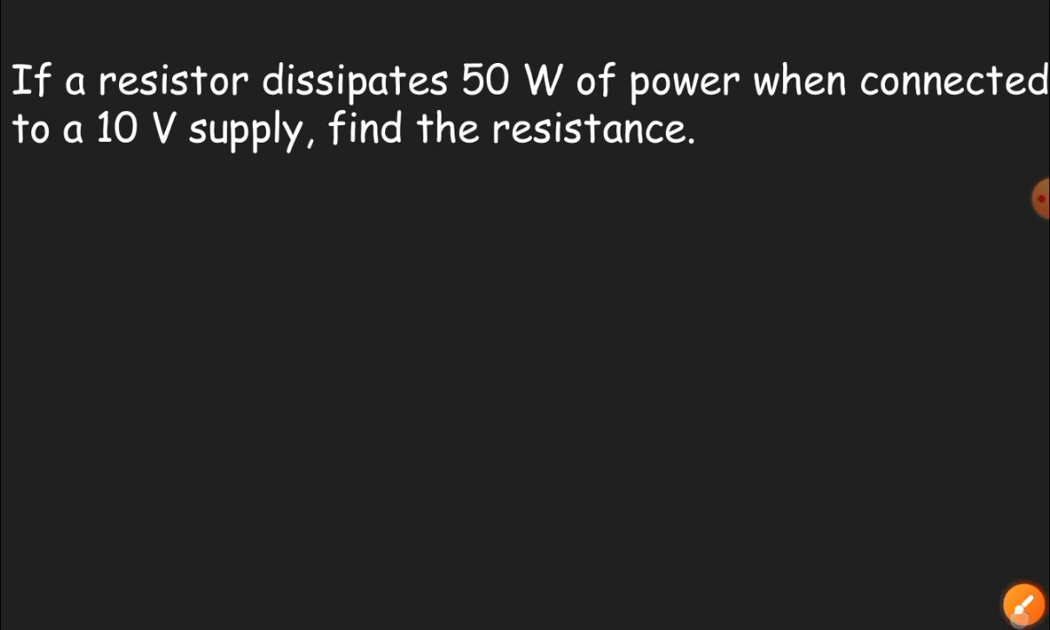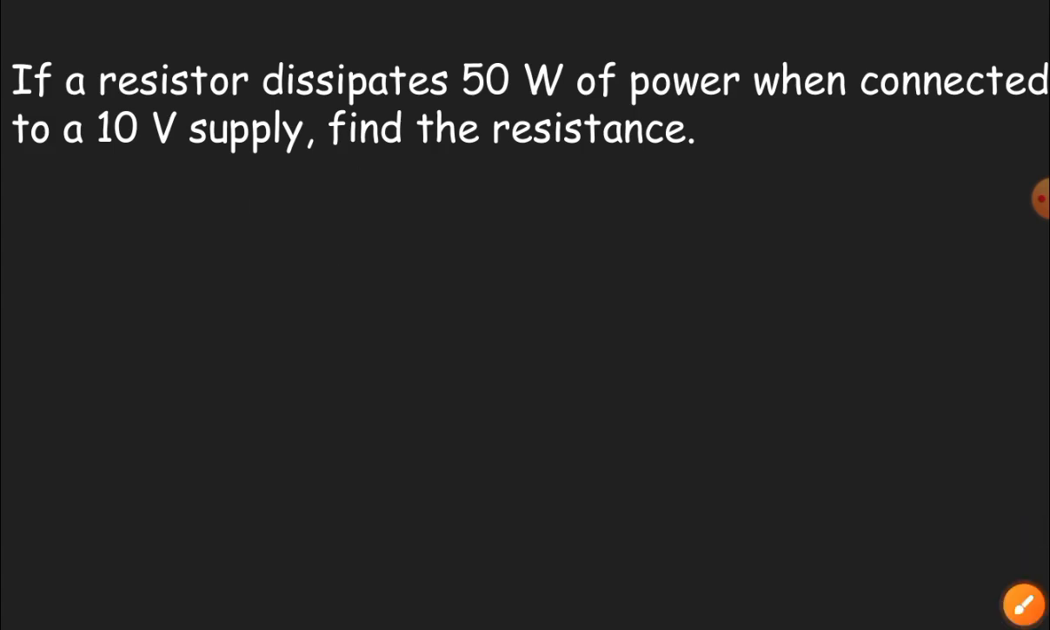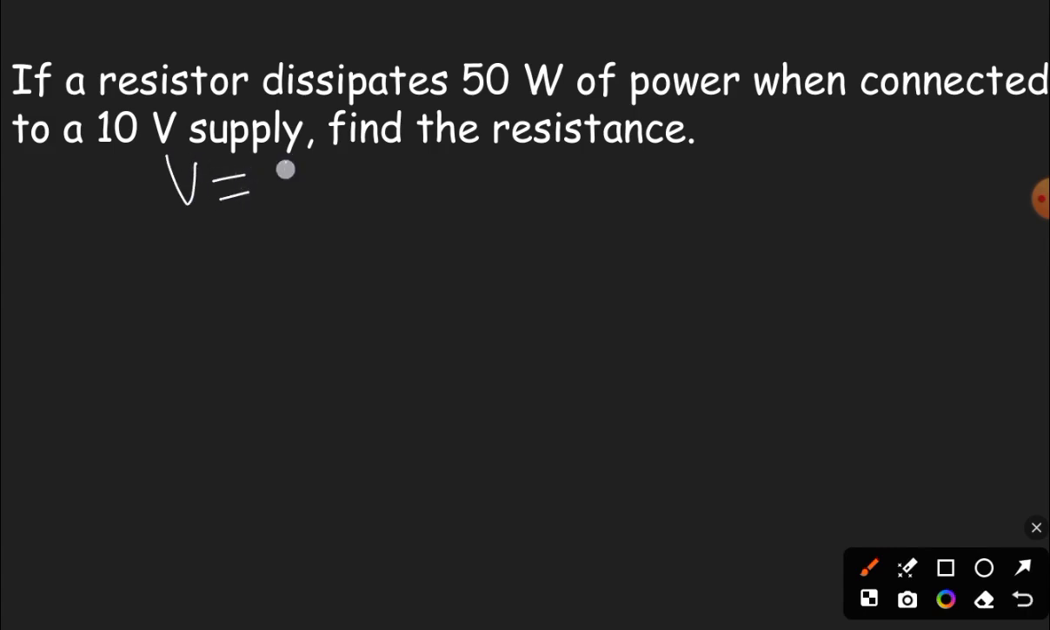If a resistor dissipates 50 watts of power when connected to a 10 volt supply, find the resistance. So power equals current times voltage. So the power here is 50 watts equals. Now looking at this formula, we'll not be able to work it out, but we can bring the two formulas together and then do something. V equals IR and then P equals IV.